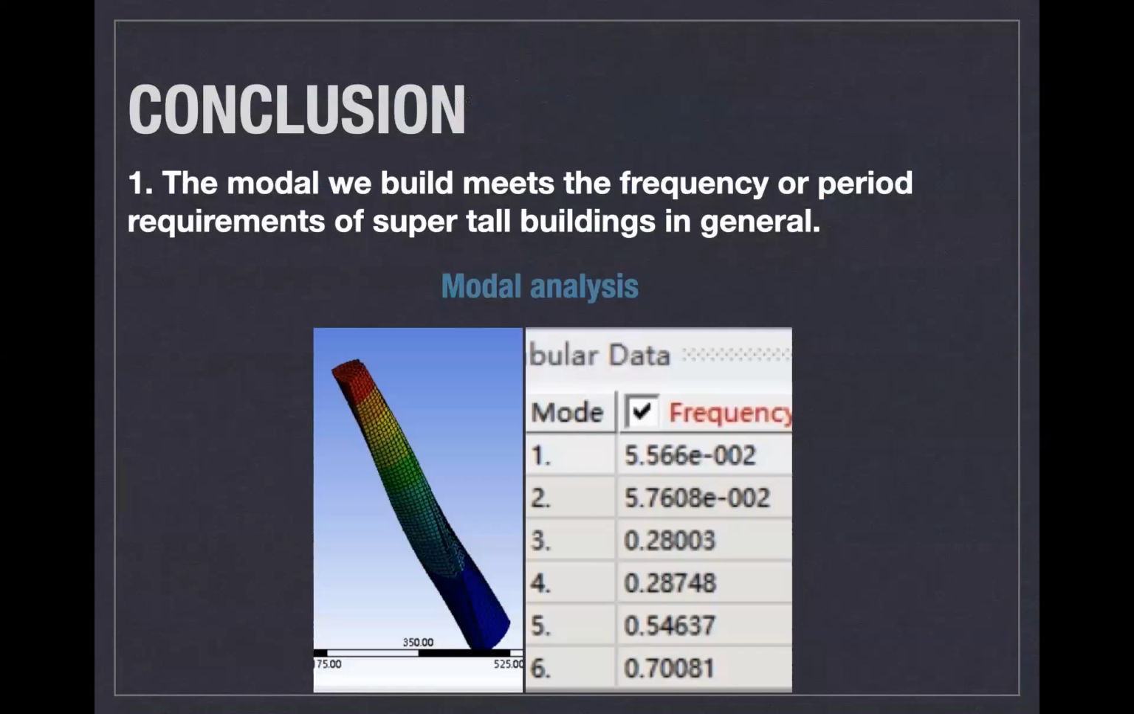First of all, the results of our architectural model through modal analysis are consistent with general architectural period requirements. As stated in the literature provided by Professor Boca, we know the frequency of super tall buildings is as low as about 0.05 Hertz, which equals about a 20 second period.